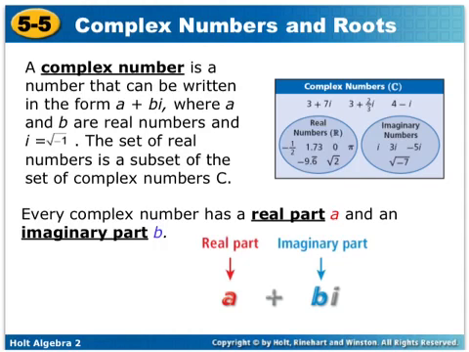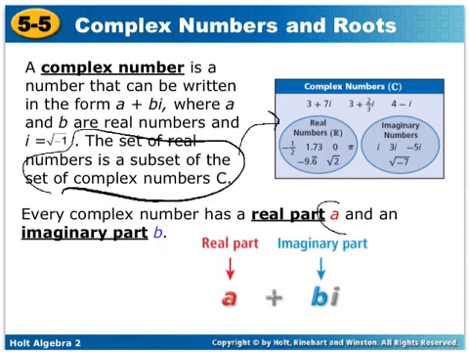Real numbers are like 1, 2, 3, 4, 5, 1.2, 1/3, etc. And i is the square root of -1. The set of real numbers is a subset of the set of complex numbers C. And all this means is the charts that we went through very early on in the school year. Every complex number has a real part, a, and an imaginary part, b. In beginning examples, our real parts are always going to be red, and our imaginary parts are always going to be blue. So a complex number is a plus bi.